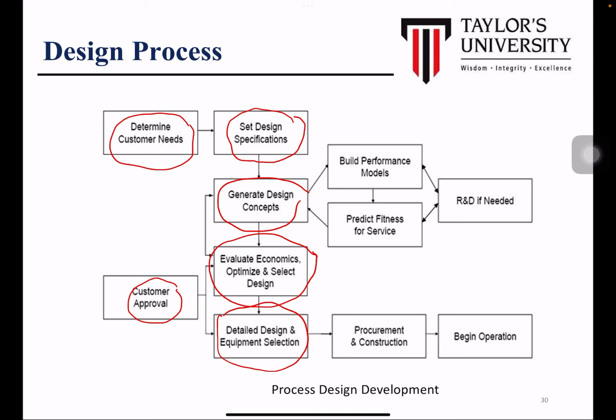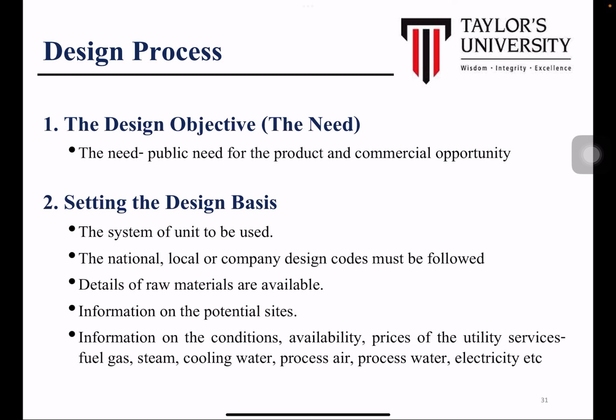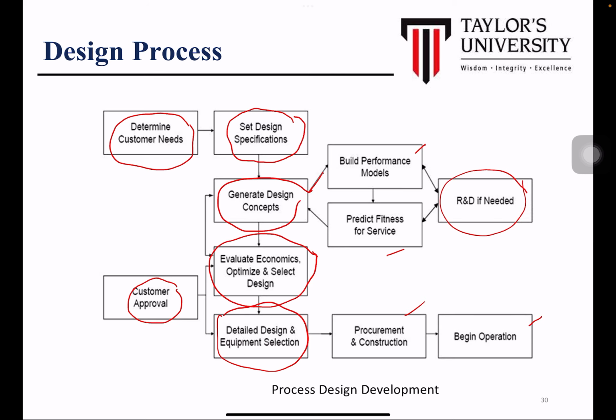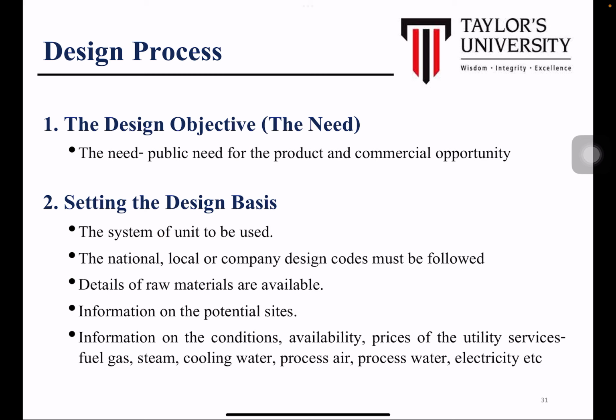Okay, your design concept again depends upon performance models, fitness of service. So for this we generally need some R&D, so you have an R&D department to perform this. Once you have detailed design of the equipment and selection, you go for procurement and construction, and then you begin the operation. Okay, so this is what I explained in the previous slide. So the overall explanation for this can be found in the subsequent lecture slide.